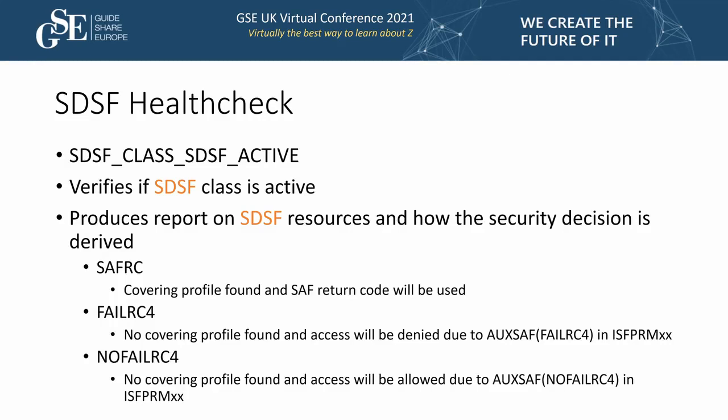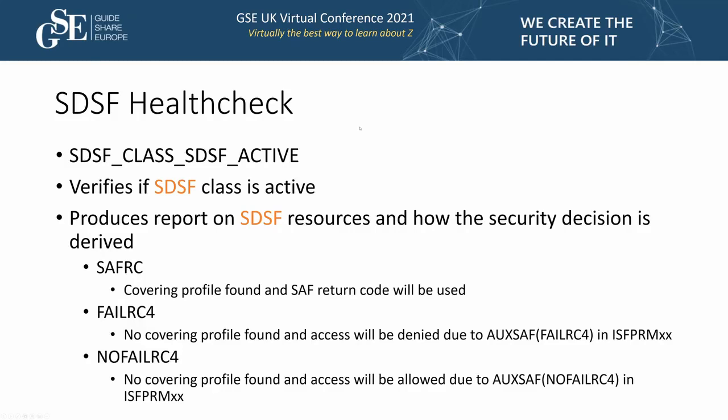Okay, so you will get one of three values for each of the profiles. You get SAF RC, meaning that the covering profile will be used depending on the SAF return code. Fail RT4 means that no covering profile was found and access will be denied due to fail RT4 in ISF PRM, and no fail RT4, which means it will be allowed due to no fail RT4 in ISF PRM.